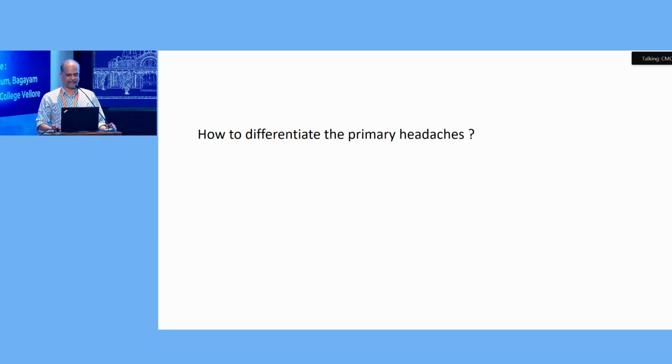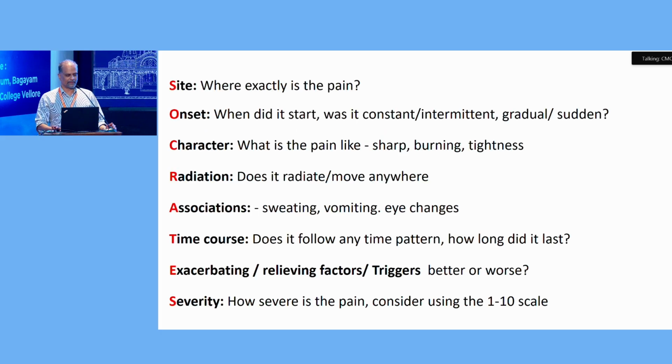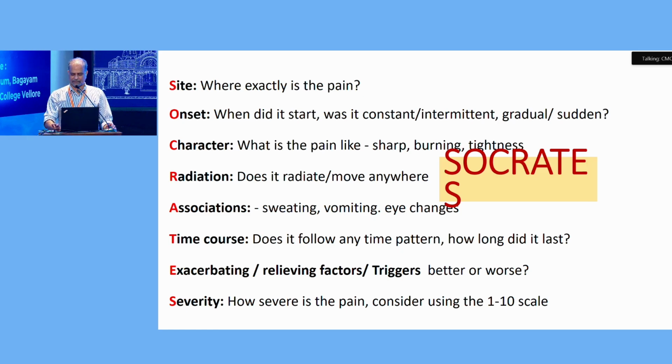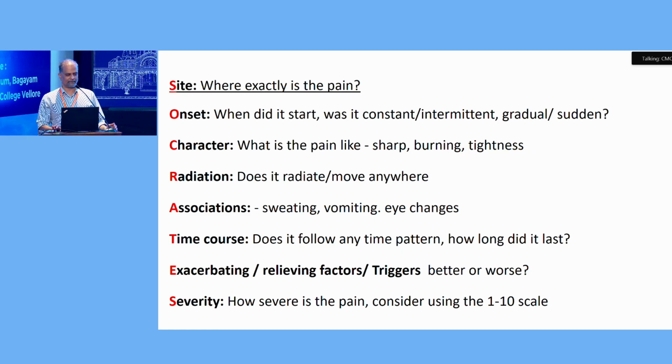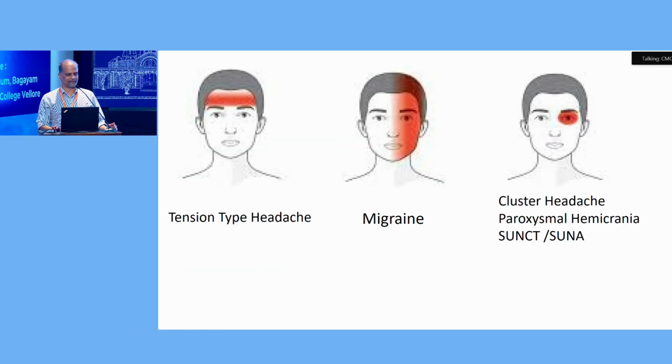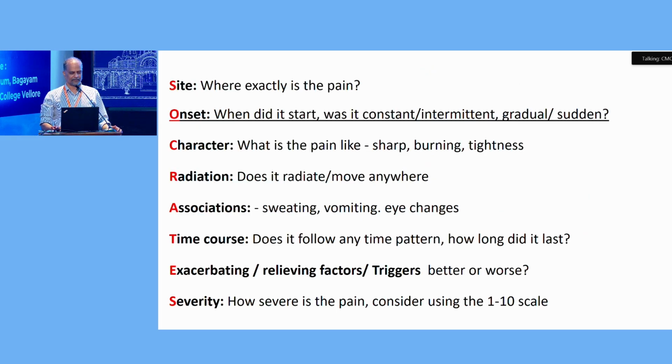So how do you differentiate the primary headaches? Here you can use the mnemonic called SOCRATES. We'll just look through it one by one. The first thing is site. So where is the headache? The tension headache, as I told you, will be bilateral. It will be like a band, as if the patient himself can tell you there is a tight band around my head. Migraine is usually unilateral, and cluster headache and other paroxysmal hemicrania will be around the eyes. Okay, that is the site.